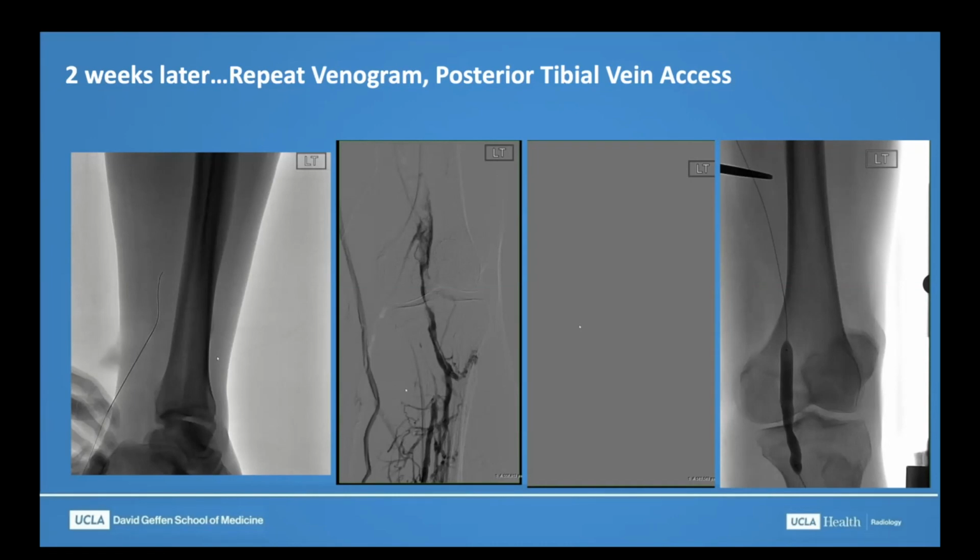So I decided to let him go on blood thinners and brought him back in 2 weeks. And sure enough, he had clotted his popliteal vein back up. And this time I decided to stick a vein in his calf so that I was able to then balloon the entire segments open.